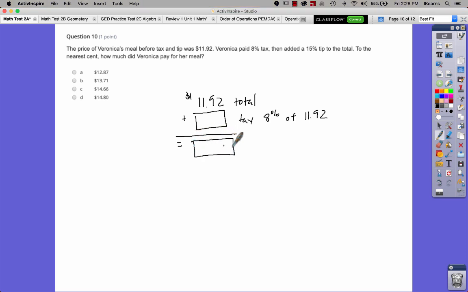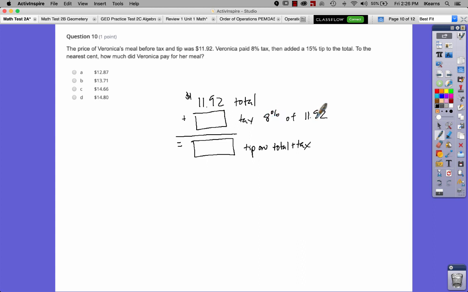She is going to pay tax on this. She's going to tip on this. Tip on, in other words, the total plus tax. Now this is debatable. Sometimes people don't tip on tax. Knowing what the answer is, they want us to tip on tax. So let's go ahead and find out what the tax is.